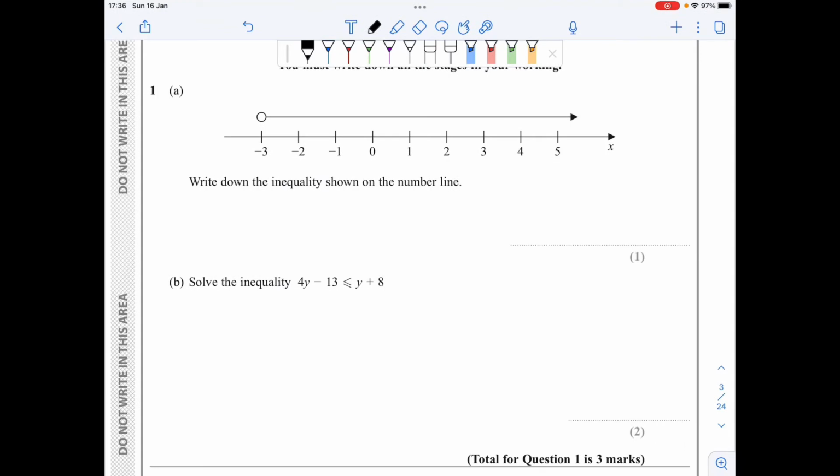In part A, I just need to write down the inequality shown on the number line. Note there's an open circle, so x is strictly bigger than minus 3. And for part B, I need to solve this inequality. So 4y minus y is less than or equal to 8 plus 13. So 3y is less than or equal to 21. So y is less than or equal to 7.